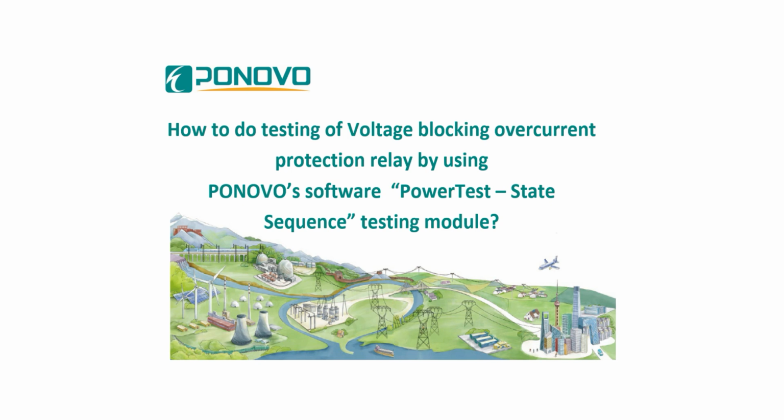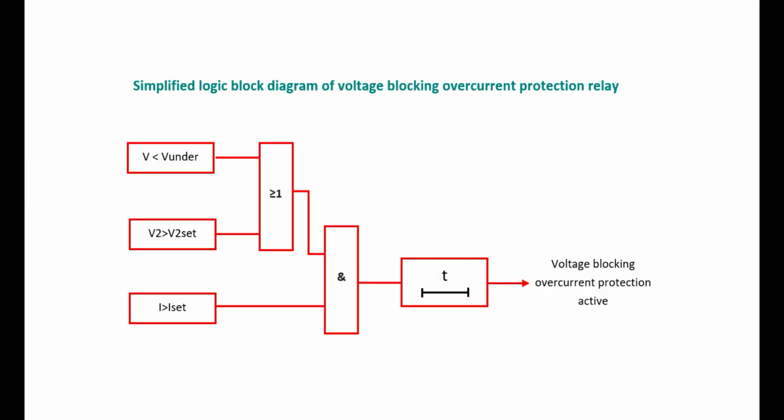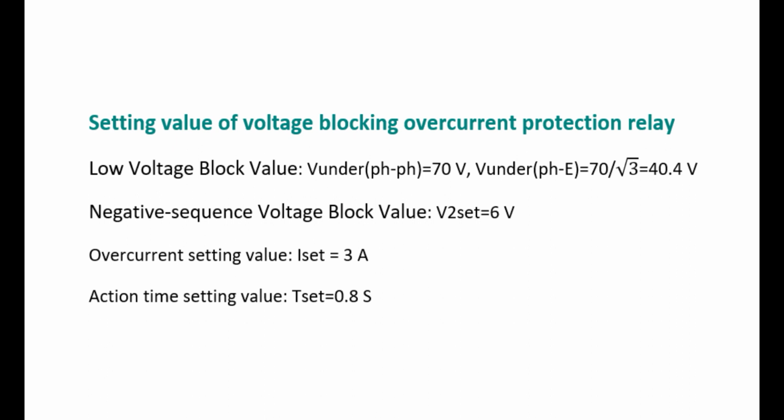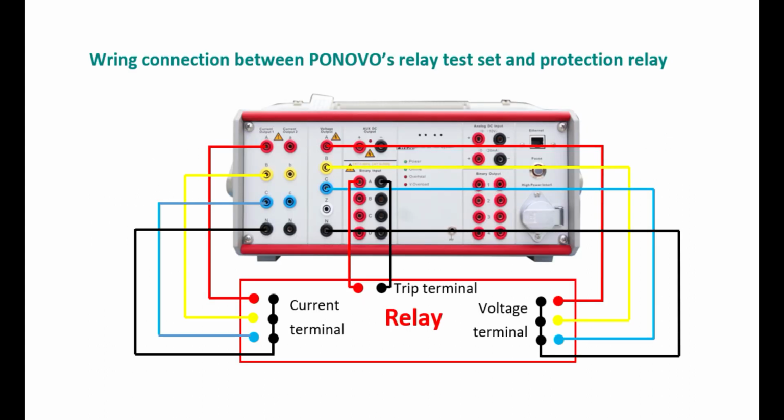In this video, we will introduce how to test the voltage blocking overcurrent protection relay by using PONOVO's power test state sequence module. This is the simplified logic block diagram of the voltage blocking overcurrent protection relay. This is the setting value of the voltage blocking overcurrent protection relay. This is the wiring connection between PONOVO's relay test set and the protection relay.